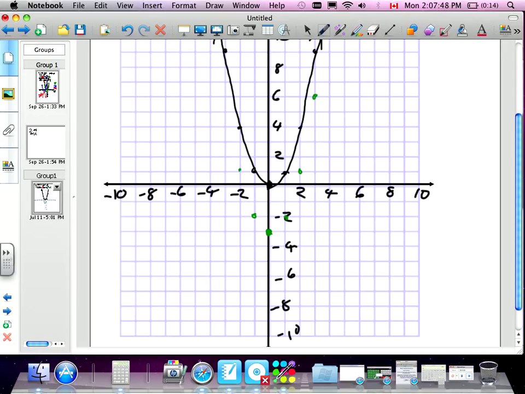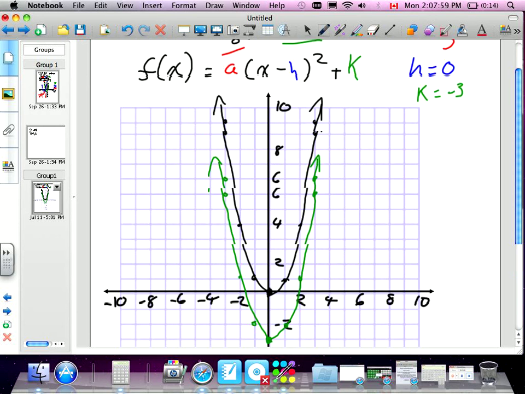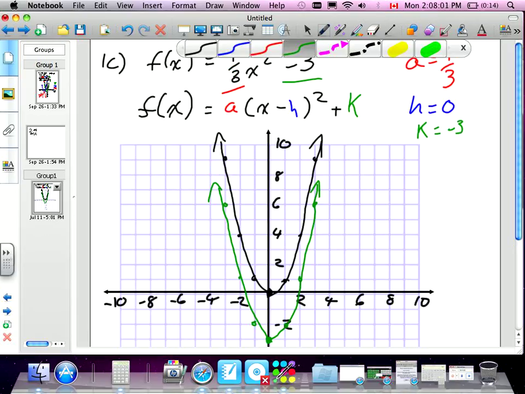So again, the parabola has not been stretched or compressed yet. All that's happened is it's moved down 3 units from where it originally was. Here's the tough part, the a. a is a value less than 1, so that means this is going to be compressed.